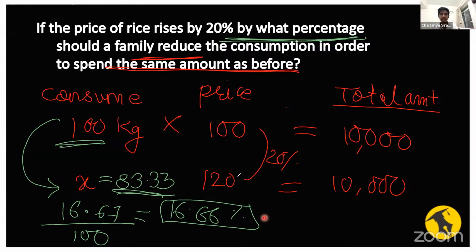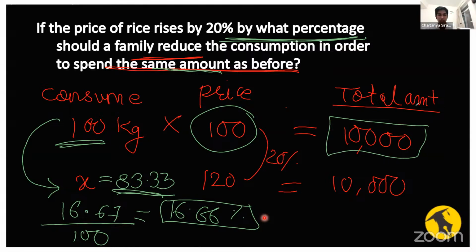I'll repeat the question once again. If the price rises by 20%, by what percentage should a family reduce the consumption in order to spend the same amount as before? So I assumed some consumption. You can assume anything: 10, 1000, 100, 1, whatever you want. I took 100 because it's easy to calculate in terms of percentage. And I took price as 100 rupees per kg. So the total amount they were spending was 10,000 rupees.